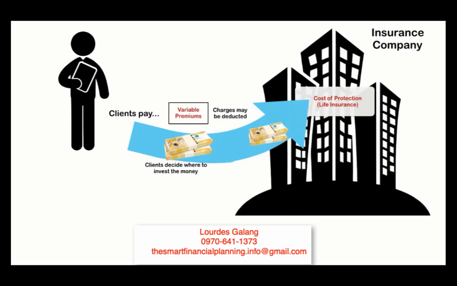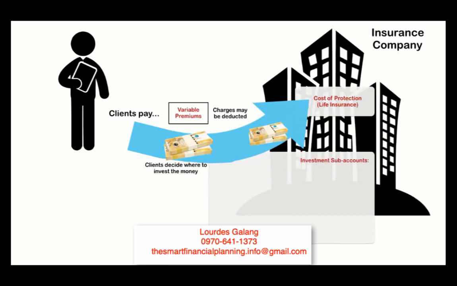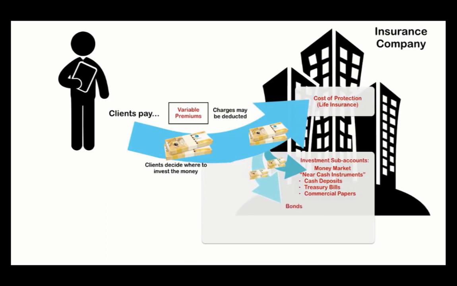And then, part of the variable premium that you're paying to your insurance company also goes to your investment account. Now, you are the one who's going to decide kung saan mo i-invest yung pera mo. And there are three different investment sub-accounts where you could put your money into. You could either choose the money market. So, ito yung mga near cash instruments like cash deposits, treasury bills, commercial papers. Or you could invest it in bonds. Ito yung mga may fixed returns, yung government bonds, corporate bonds. And then, pwede mo rin invest sa shares or sa stocks. And it could either be ordinary shares or preferred shares.